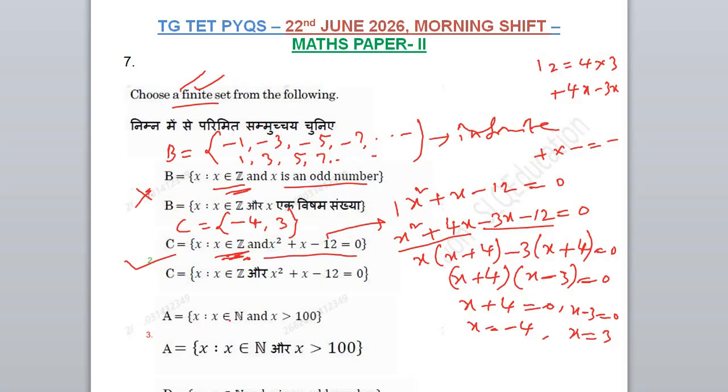Naturally, the next one will be an infinite set. We may get x such that x belongs to N and x is greater than 100. Greater than 100 means all numbers we have to get: 101, 102, 103, and so on.